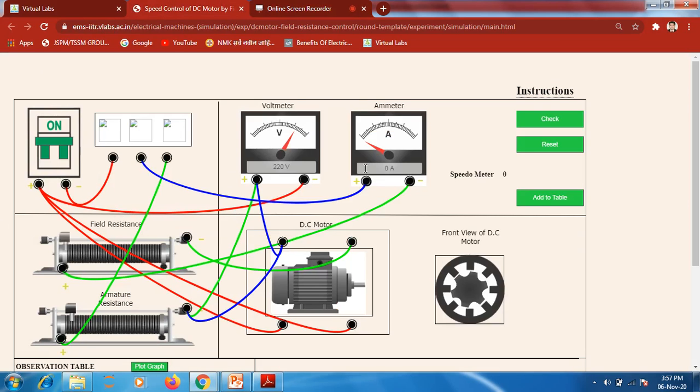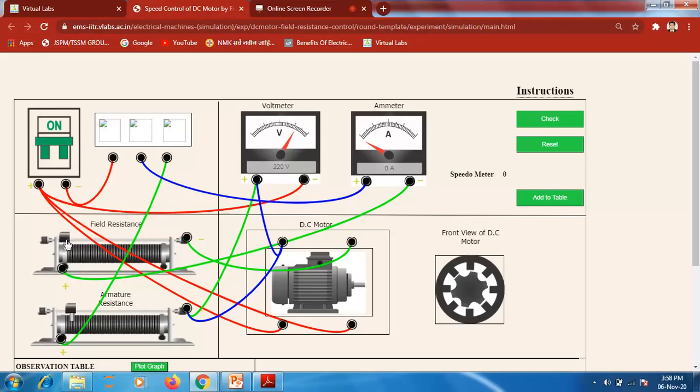So students, by making the connections, we are switching on the MCB supply. Whenever we are switching on the MCB supply, we have to give a little bit of armature resistance over here, and then we will have to vary this field resistance over here, because our aim is to control the speed of a DC shunt motor by varying the field resistance. So we have to vary this field resistance. So initially it is at 0.